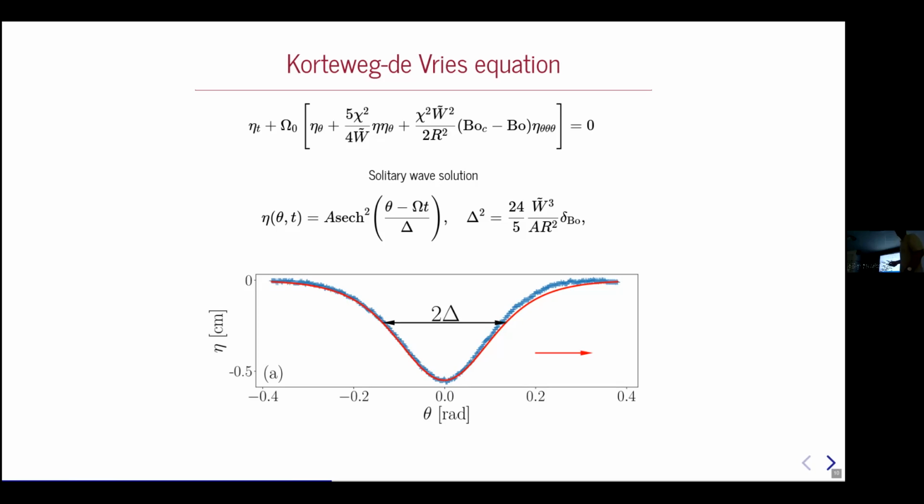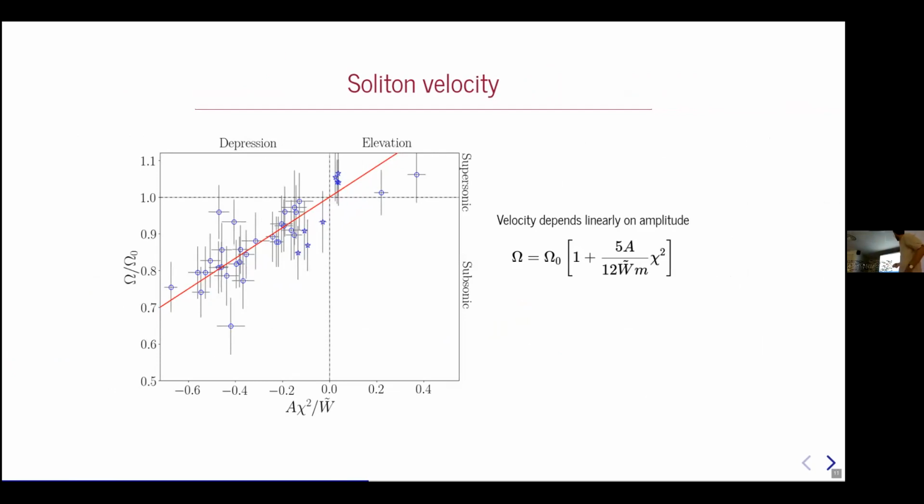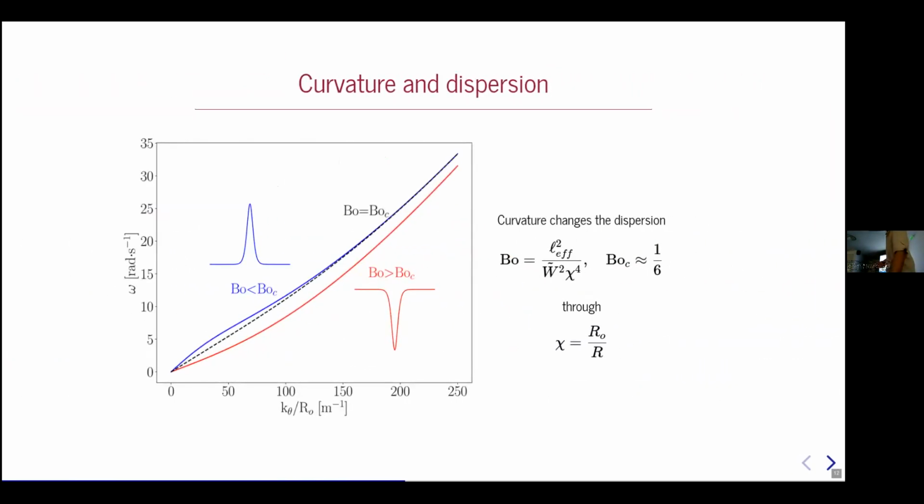You may ask, why is the amplitude negative? Well, I'll come to that, but it has to do with the dispersion term here. One more prediction coming from Korteweg-de Vries theory is that the velocity of the solitons will depend on the amplitude: the bigger the soliton, the faster it goes. This dependence is linear, and we can verify this as well. This is the data here with the prediction given by the Korteweg-de Vries equation, and it describes it pretty well. So far so good.